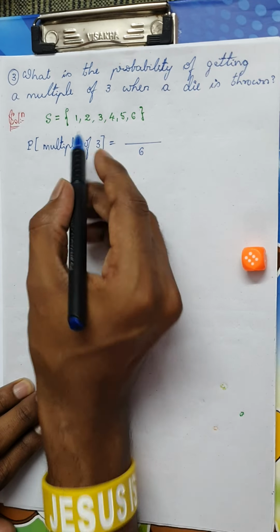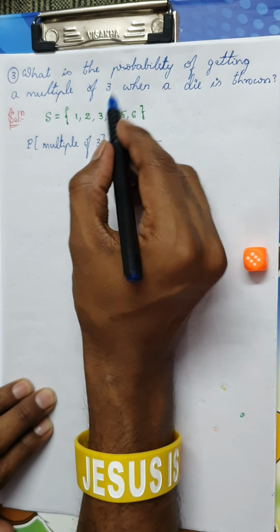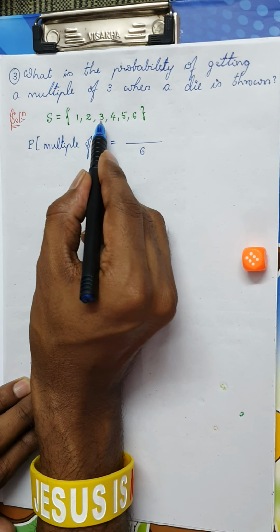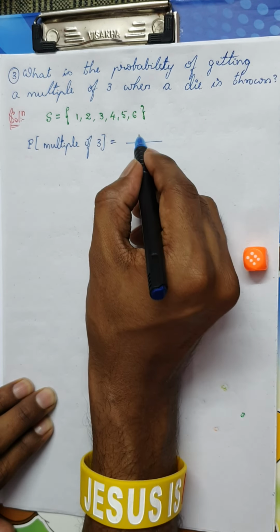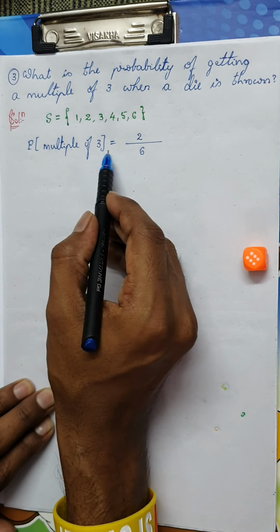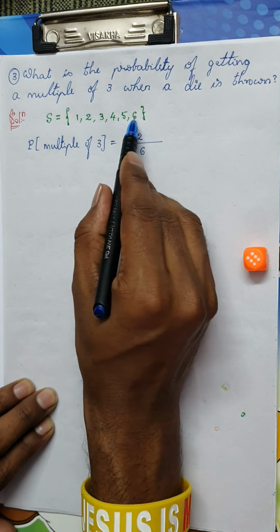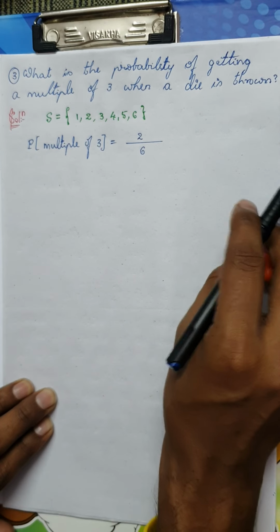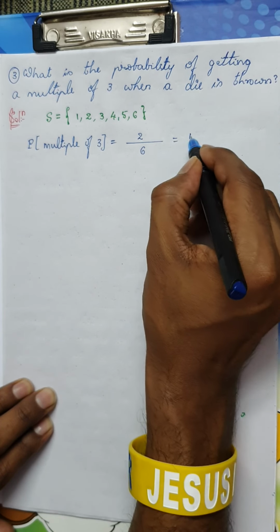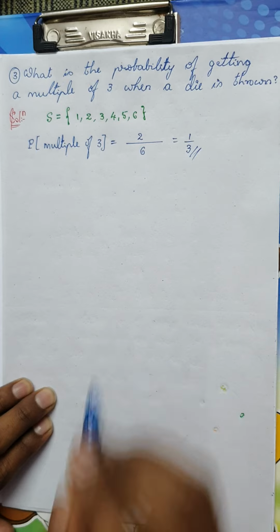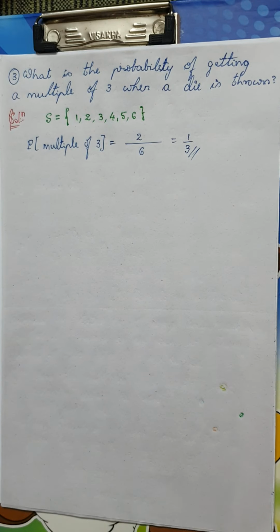Out of 6, what are the multiples of 3 we have? The multiples of 3 are 3 and 6, isn't it? So there are 2 chances. The probability of a multiple of 3 is 2 chances, which is 3 and 6. So the answer would be 2 by 6. You can cancel this further: 2 1s are 2 and 2 3s are 6. That would be the answer, 1 by 3. Is it clear? Very simple question.